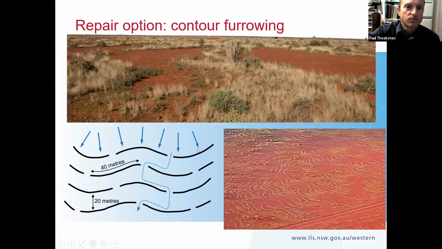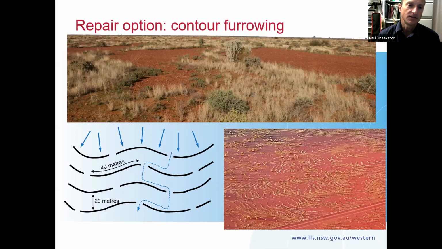Contour furrowing is another thing we use higher up in the landscape as well. That's a fairly simple operation. It's a one pass with a machine. It could be rippers, it could be a blade on a grader, it could be a moldboard plough towed behind an old tractor, just anything.